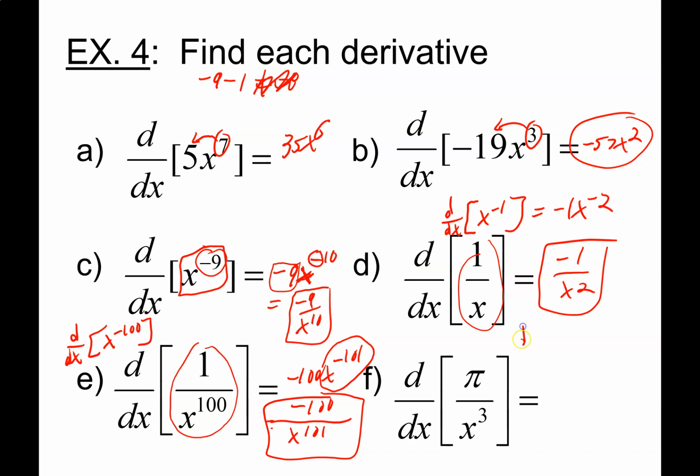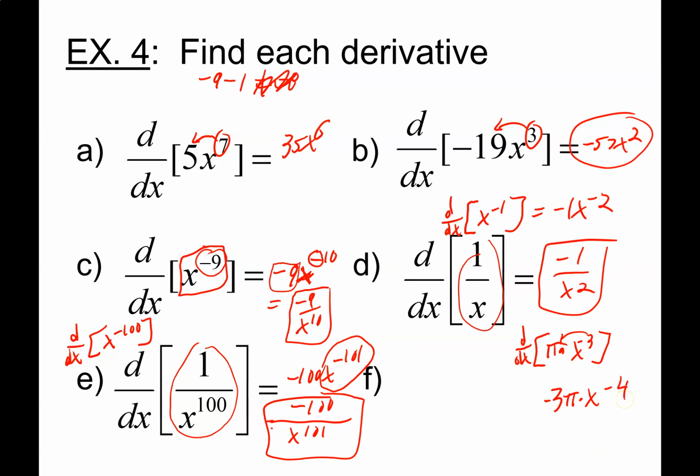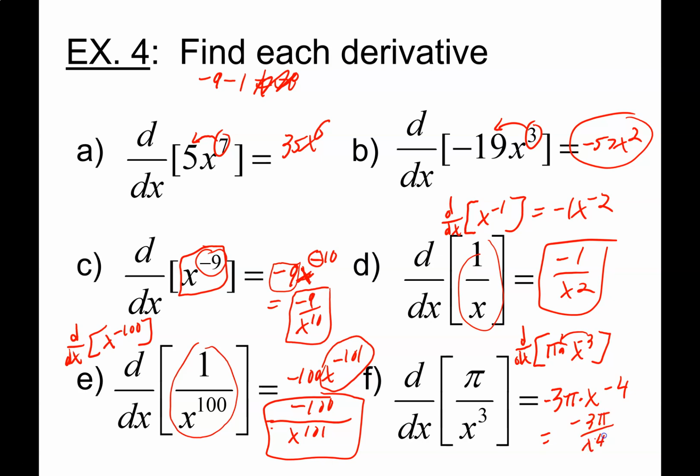Easy enough. Here's where it gets a little tricky. This is going to be the same as saying derive with respect to x, coefficient pi times x to the negative 3. So I move the negative 3 to the front, which gives me negative 3 pi times x, and x becomes to the power negative 4. And then I rewrite it, the negative 3 pi on top, x to the fourth goes to the denominator. That's basic power rule.